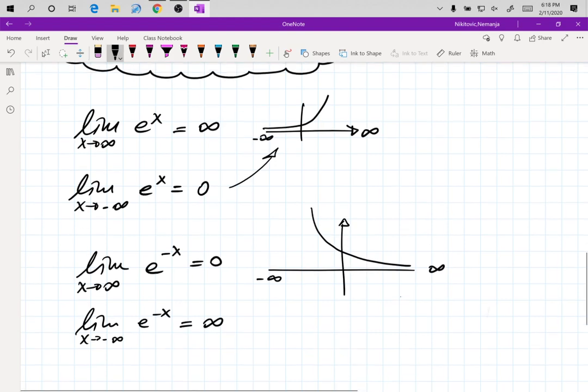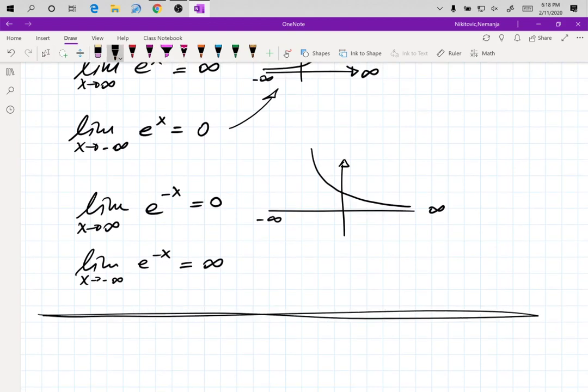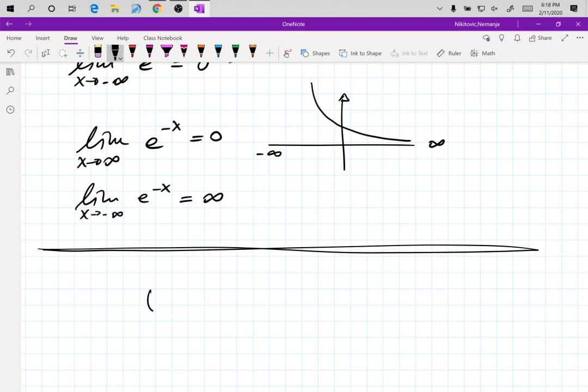That's the limits on e, and now we can move on to logs.